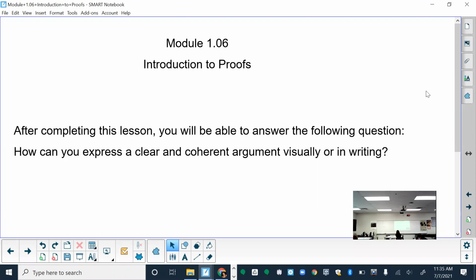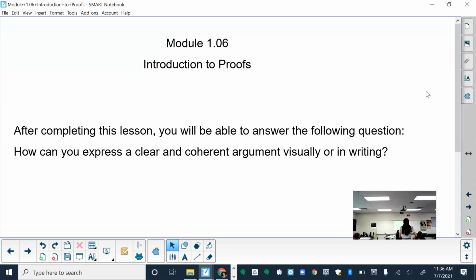We are introducing ourselves to proofs. Geometry is a lot about proving why something is the shape that it says. So why something is a triangle, why something is parallel, why something is perpendicular, why things are similar, things like that. So it's basically a mathematical way of explaining yourself. So explaining why things are the way they are.